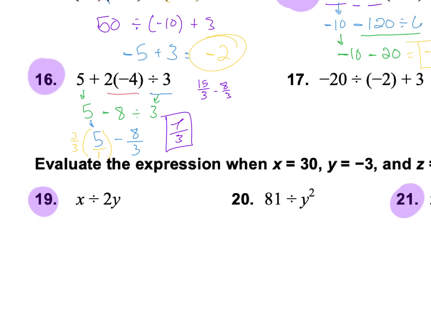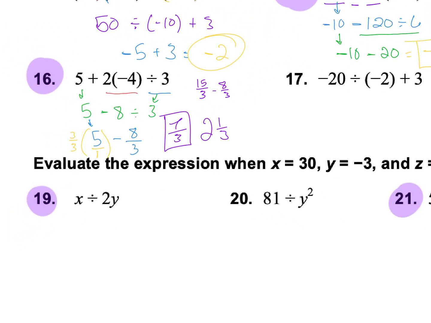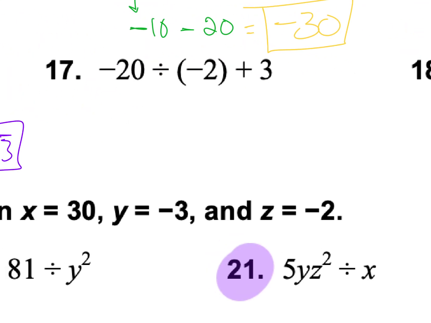Or if you didn't like 7 thirds, it's 2 1/3. Or if you don't like that, it's 2.3 repeating. Any of those answers is correct. You do not need all 3. All 3 would be crazy.